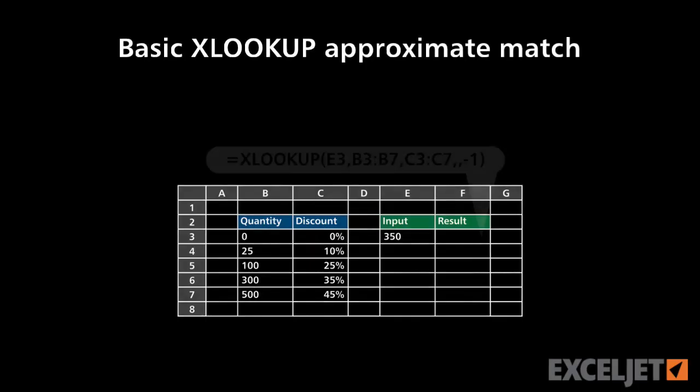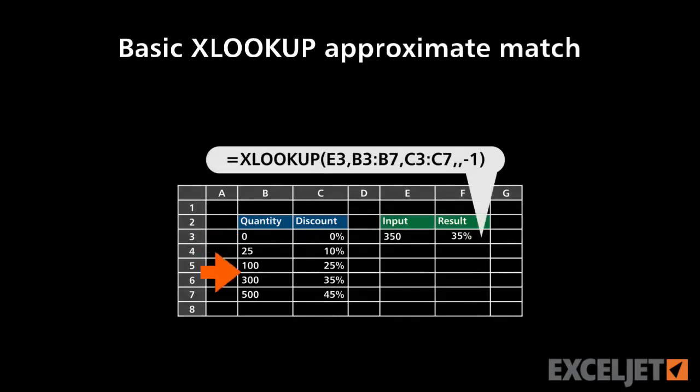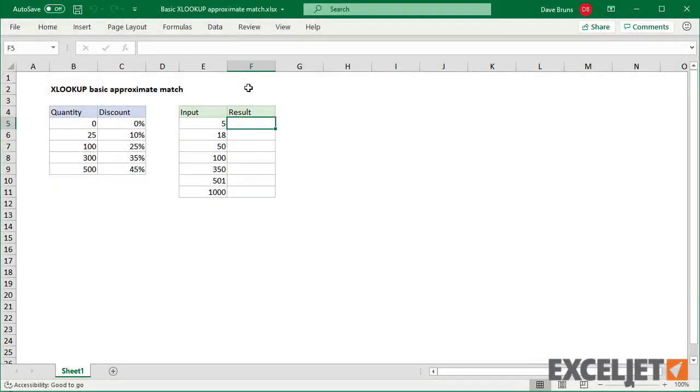In this video, we'll set up the XLOOKUP function to perform an approximate match. In this worksheet, the table in B5 to C9 contains quantity-based discounts. As the quantity increases, the discount also increases. Let's set up the XLOOKUP function to calculate the correct discount for each quantity shown in E5 to E11.